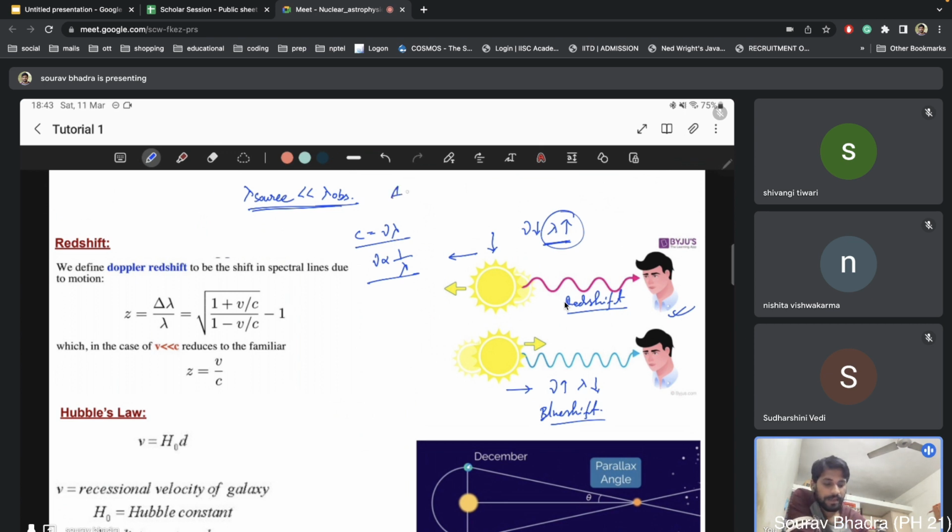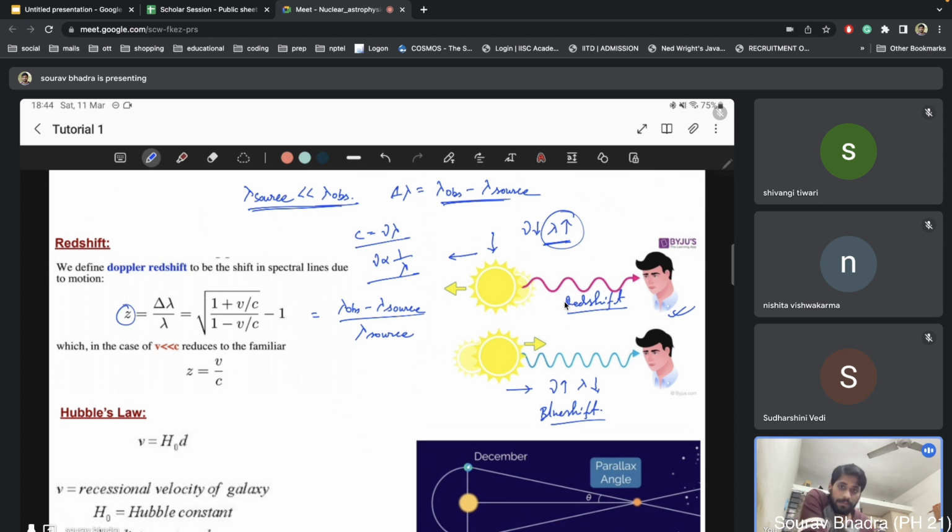So, delta lambda is the difference, lambda observed minus lambda source. And z, which is the redshift, is denoted by delta lambda by lambda. It is nothing but lambda observed minus lambda source, divided by lambda source. Okay. So this is the main thing for the electromagnetic case.